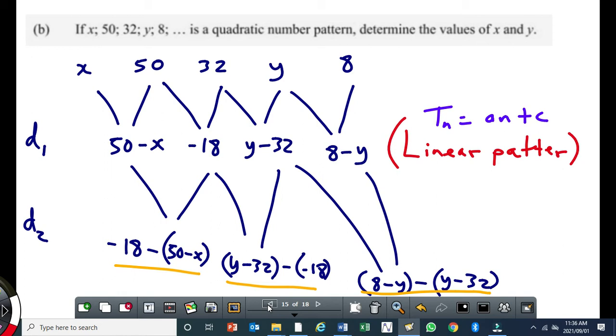Then we have to go through a simultaneous equation. Listen, the first day that I introduced the quadratic pattern, I told you that the second differences are equal. Here, it's only that the second differences are in terms of x and y. Are you following that? The second differences are in terms of x and y. You have done algebra in grade 9, grade 10, and grade 11, term 1.